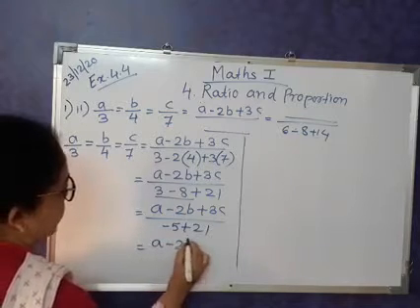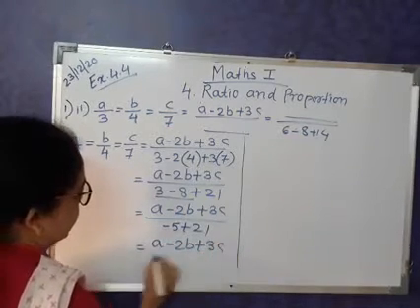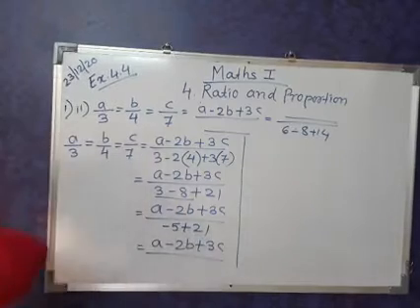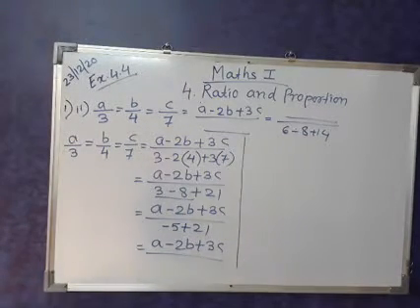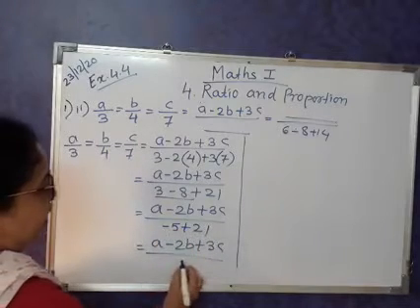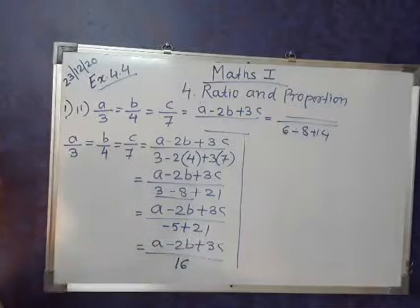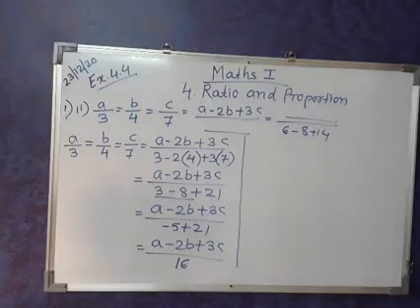This we will get as 3 minus 8 is minus 5, plus 21. So a minus 2b plus 3c. Different signs, we have to do the subtraction. From the bigger subtract the smaller one, that is 21 minus 5, 16, and the bigger number's sign is plus. So here we will get a minus 2b plus 3c upon 16.